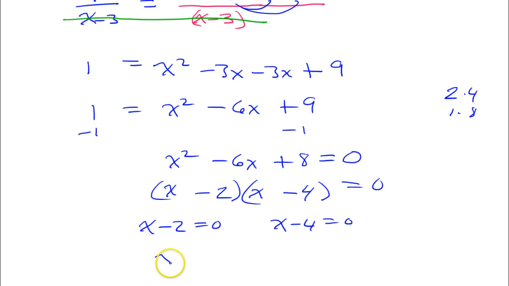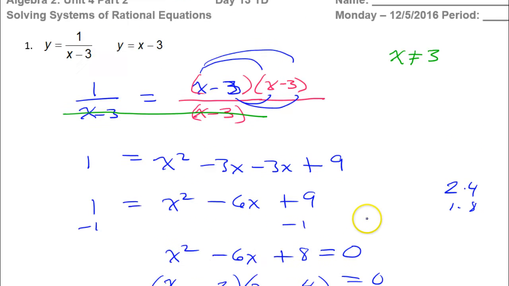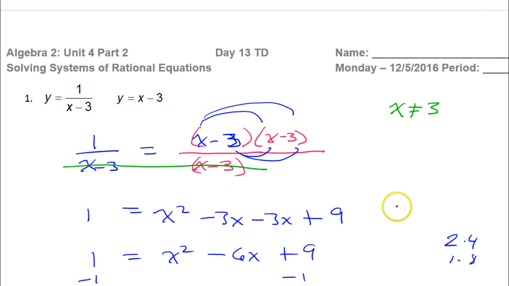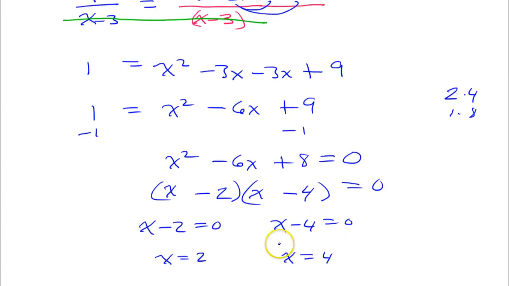Alright, adding 2 to both sides gives me x equals 2. Adding 4 to both sides gives me x equals 4. Are either of these extraneous? Nope. So these are good.